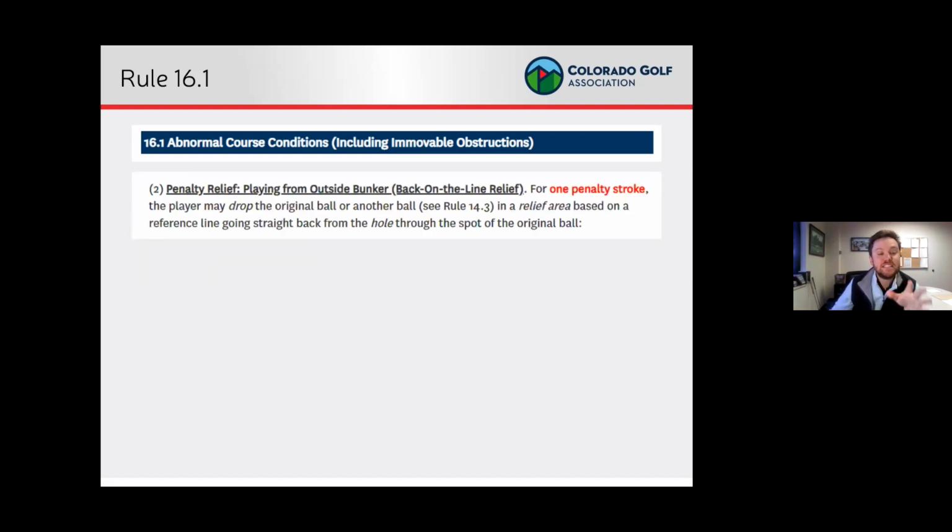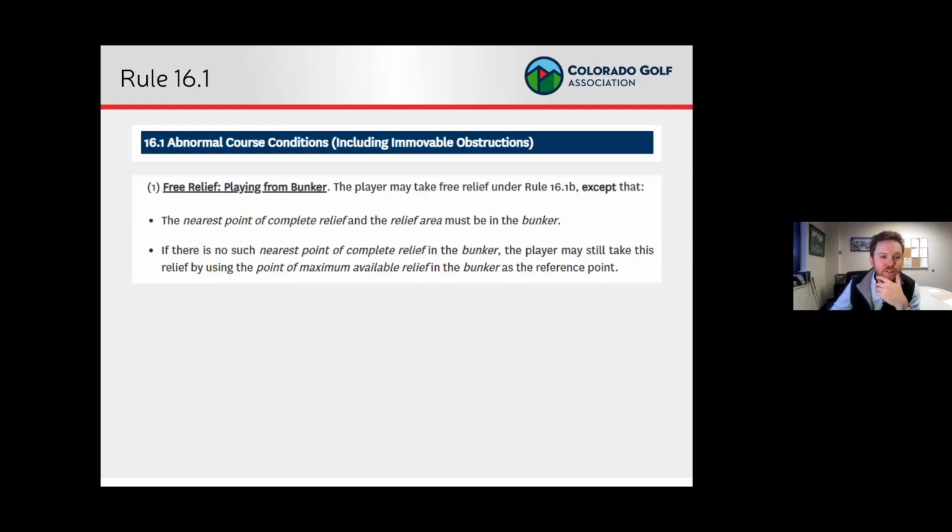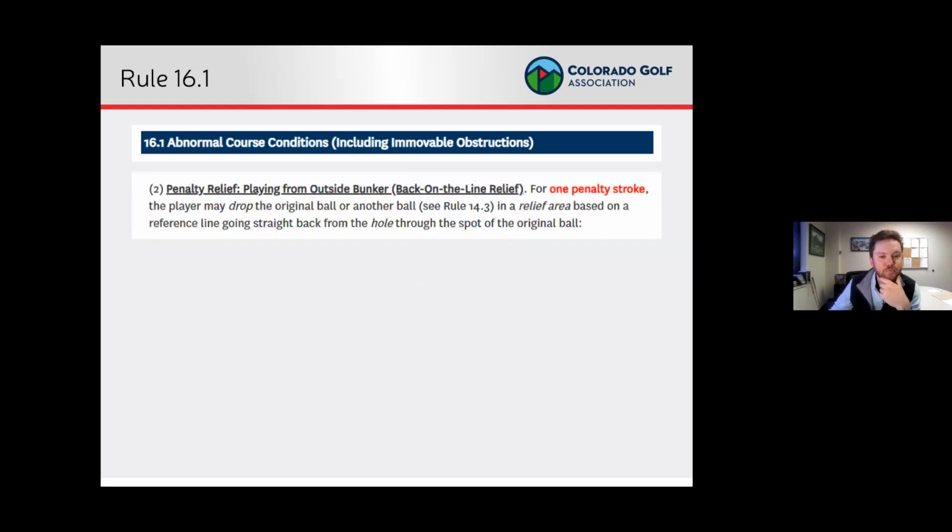And then you can take the second area. So that's free relief, rather. All of that, you can take your relief in a bunker. We'll see a good picture of that. Again, nearest point of complete relief, plus one club length, no closer to the hole, in the bunker, no penalty. When you do this, you can clean your ball up, no problem. You can switch out a golf ball if you want, like we saw earlier, no problem.